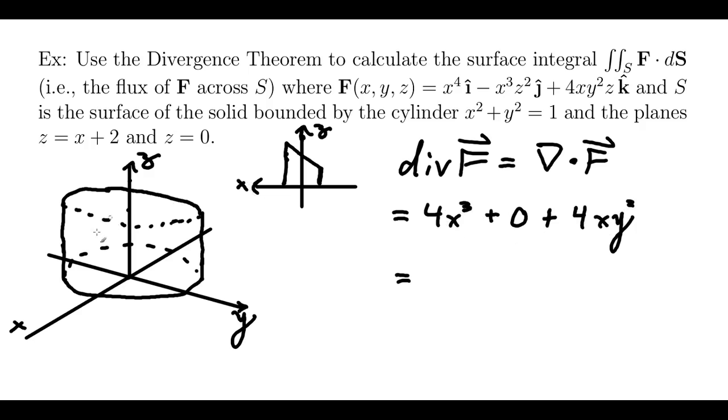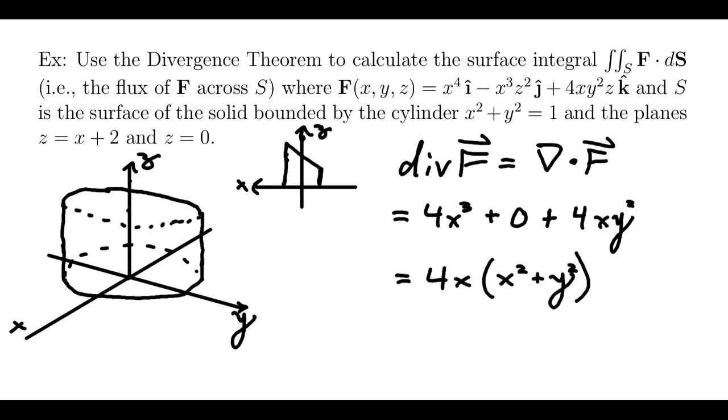But looking at setting this up, we see we have this cylinder here. We're probably going to be moving towards cylindrical coordinates. So let's go ahead and factor out what's in common. There's a 4 and an x. And when we factor that out, we are left with an x squared plus y squared. And that is perfect, right? This is very promising.